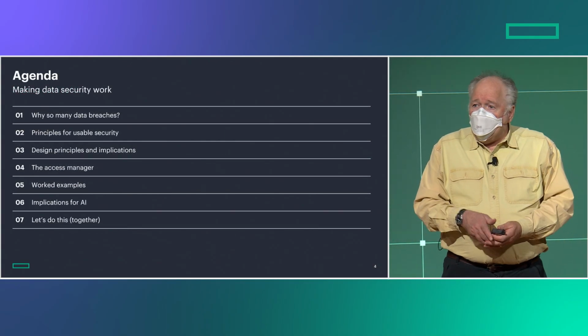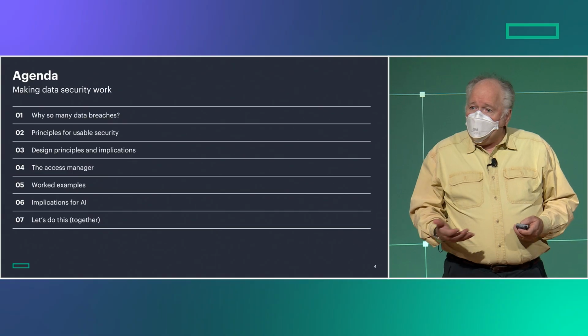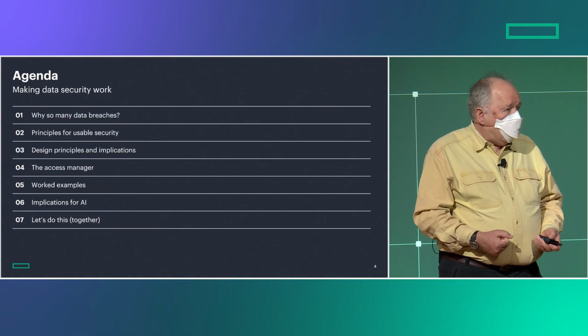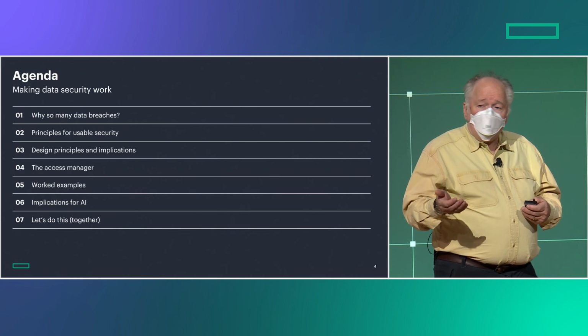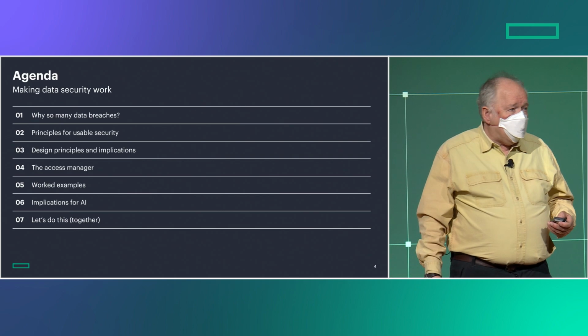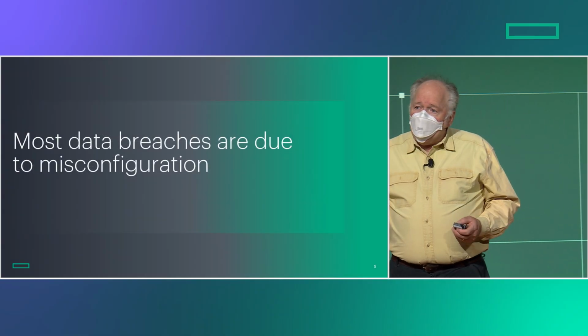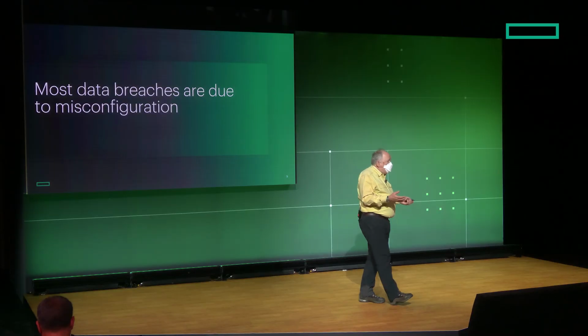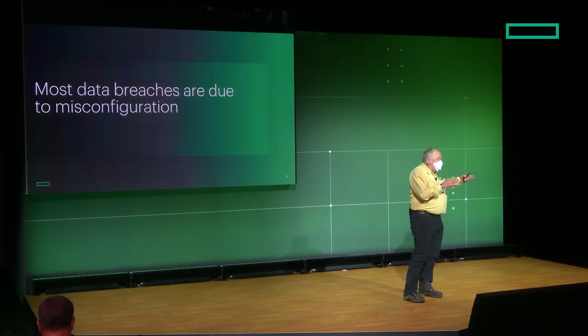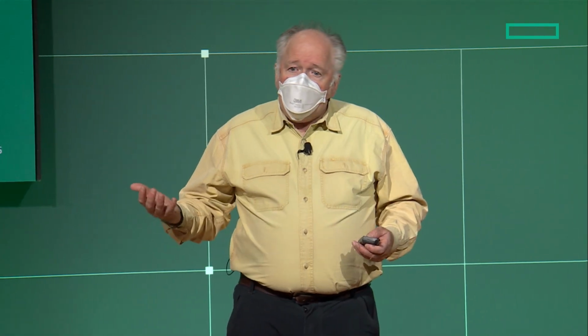I'm going to talk about why there are so many security breaches, why they actually happen. I'm going to talk about the principles we used to design a system that we call the Access Manager, and then give some examples. The fact is that the vast majority of data breaches are due to simple misconfiguration. There are studies which indicate that 80% of the large data breaches are due to simple misconfiguration. That's pretty stunning. And nearly every large enterprise has had a breach in any given year.